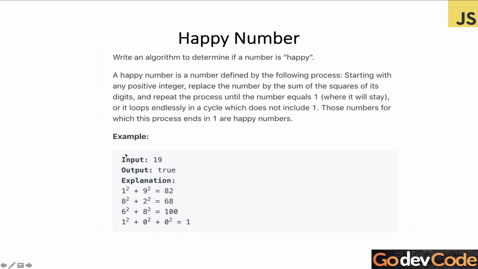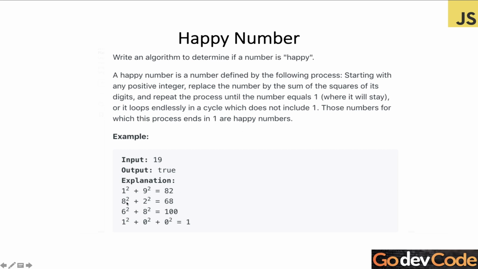Basically, here we have an example. Our initial input to the function is 19. The output, the result of our function, shall be true. Here's the explanation. First, we need to replace the number by the sum of the squares of its digits. For 19, the square of 1 equals 1, and the square of 9 equals 81. 81 plus 1 is 82. 82 is not a happy number.